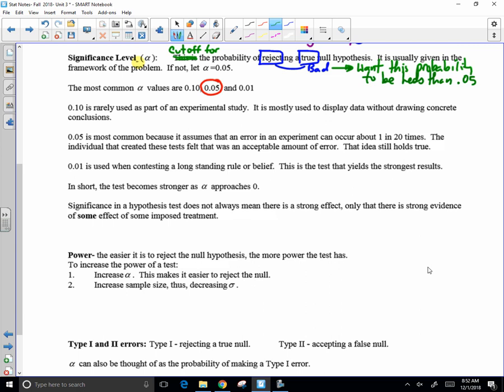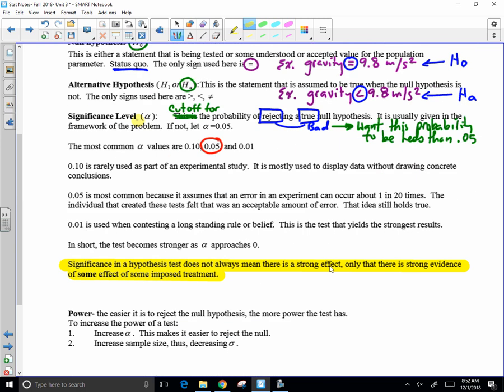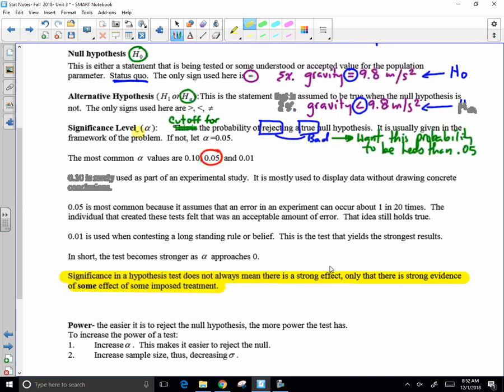This is an important component here. Significance of the hypothesis test does not always mean there's a strong effect, only that there's strong evidence of some effect of some imposed treatment. All right. So going back to my gravity example. This is the difference between getting something right on a test and understanding why you got it right.